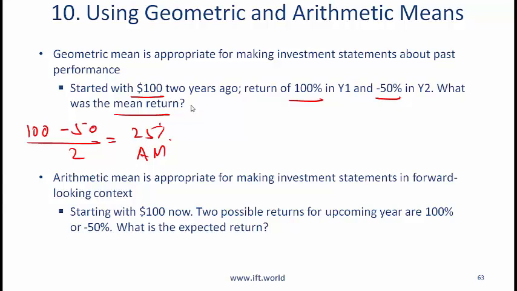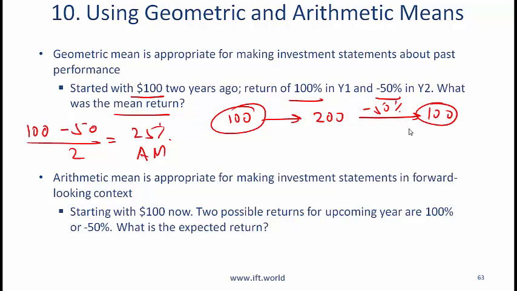But look at what's actually happening. When you have $100, in the first year you get 100% return. So you end up with $200 at the end of the first year. But then in the second year you lose 50%, which means that you are back down to 100. So in reality, you have not made any money. You started with 100, you end up with 100, so your mean return really is 0%. Arithmetic mean, however, is telling you that the return is 25%.